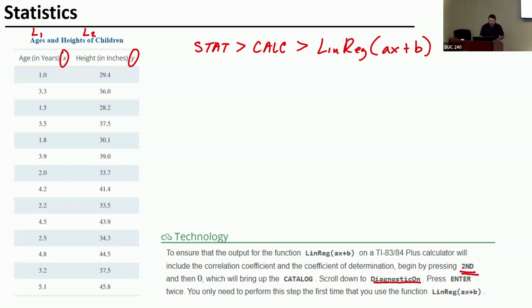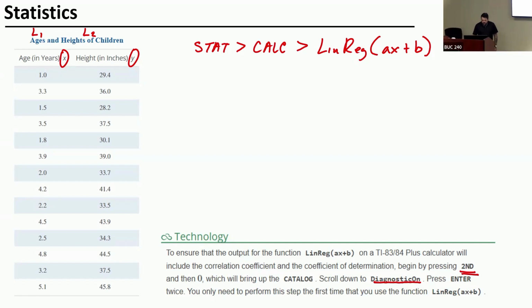You should be getting a Y, an A, a B, but you should also see an R squared and an R. Is everybody getting that? If you didn't, go back and check and see if your diagnostic is on. It's down at the bottom. Everybody good on that? Did you get the R squared? Okay, good. Your calculator does not just automatically turn that on, so be real careful about that. If you didn't get it, you might have accidentally turned it off, so go back in and do it again and turn it back on, okay?